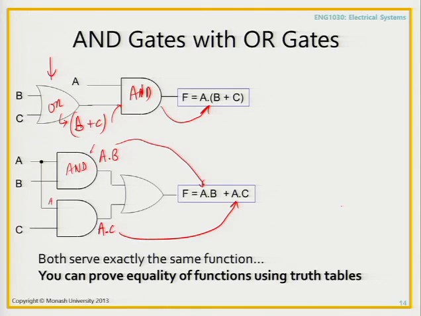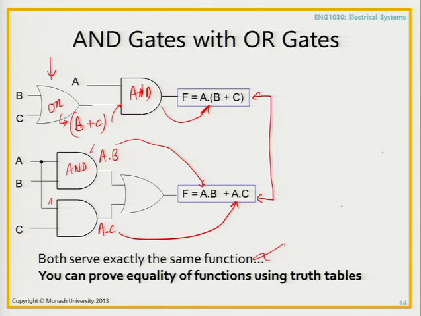Now, it may not be clear just from looking at the two functions here, or looking at the arrangement of the gates, but these two are exactly the same. Okay? So this function f at the top and this function f at the bottom, they're exactly the same. How do we prove this, though?